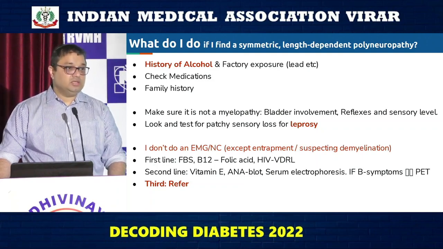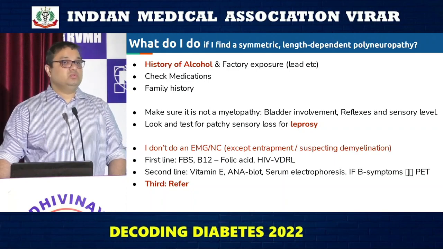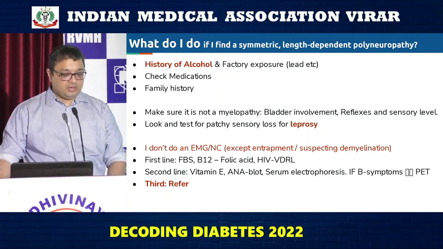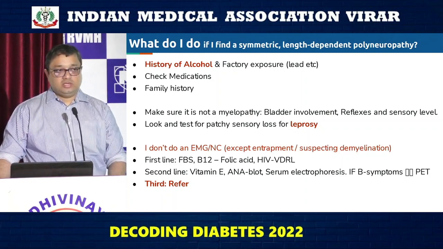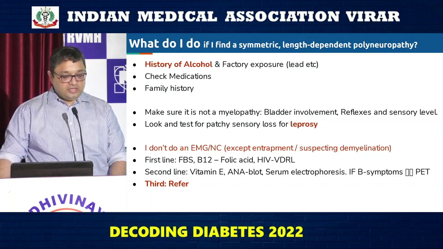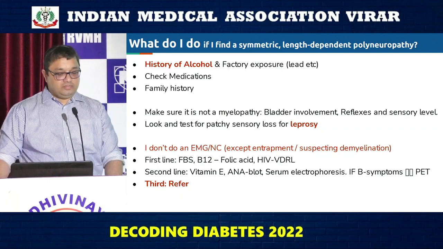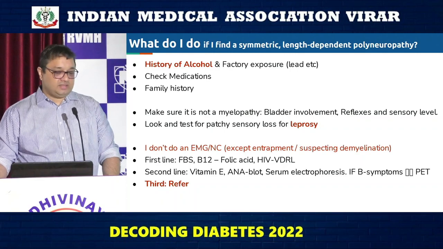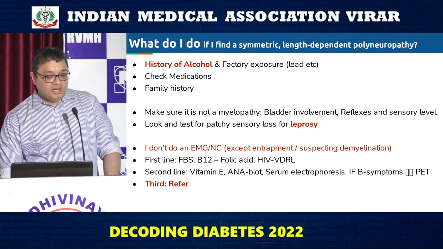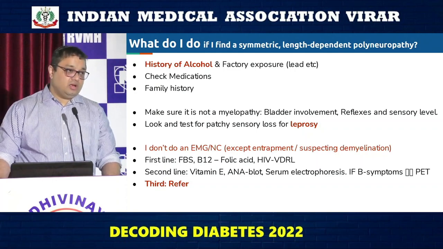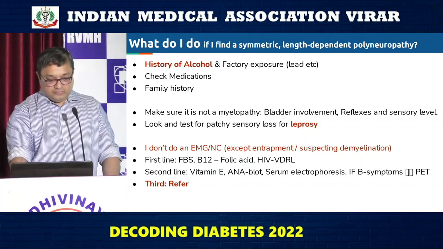I don't do an EMG nerve conduction most of the time, because EMG nerve conduction is useless in the case of exclusively small fiber neuropathy. It does not test for small fiber neuropathy. You need to do a skin biopsy for it. So in classical diabetic neuropathy, EMG nerve conduction is not very good. In terms of investigations, you can do an HbA1c or a fasting blood sugar if the patient has never been diagnosed, a B12, folic acid, HIV and VDRL. These are simple tests. I think you can just remember them. The second line, I think, should be vitamin E, ANA blot and other things, at which point of time you might want to refer the patient to me.